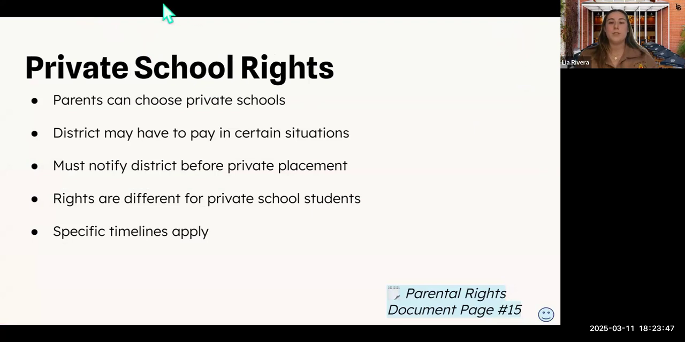And then also on page 15 of the parental rights, this is more aimed towards the private school rights. Parents can always go outside and choose private schools, and in certain situations, the district may have to pay for them. It's always going to be dependent on the situation. However, the parents must notify before moving the child from a regular district to a private school. Rights are different for private school students, and specific timelines may apply depending on the private school that you would seek to go to.